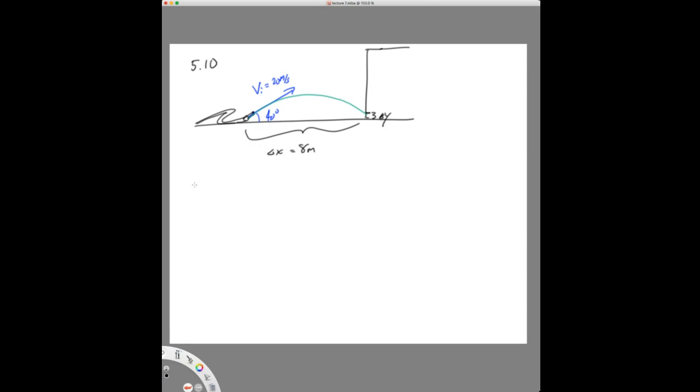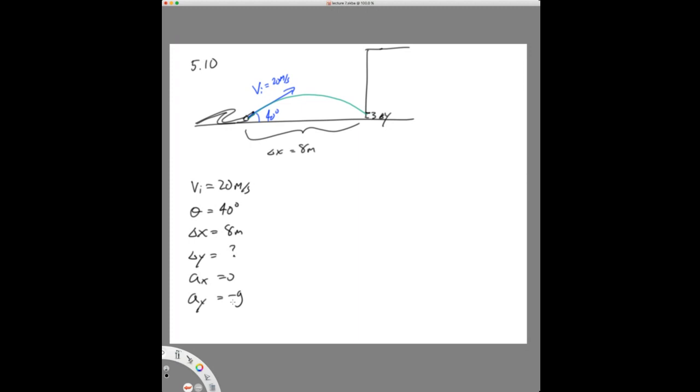So now let's translate. We have VI equals 20 meters per second, and theta equals 40 degrees. Delta X equals 8 meters. Delta Y equals question mark. AX equals 0, and AY equals negative G. That's 6 of my 9 variables.